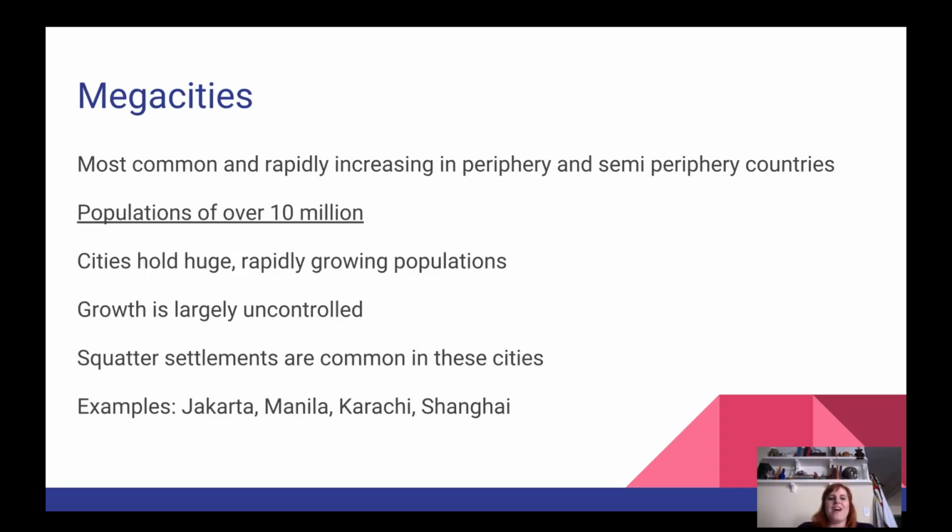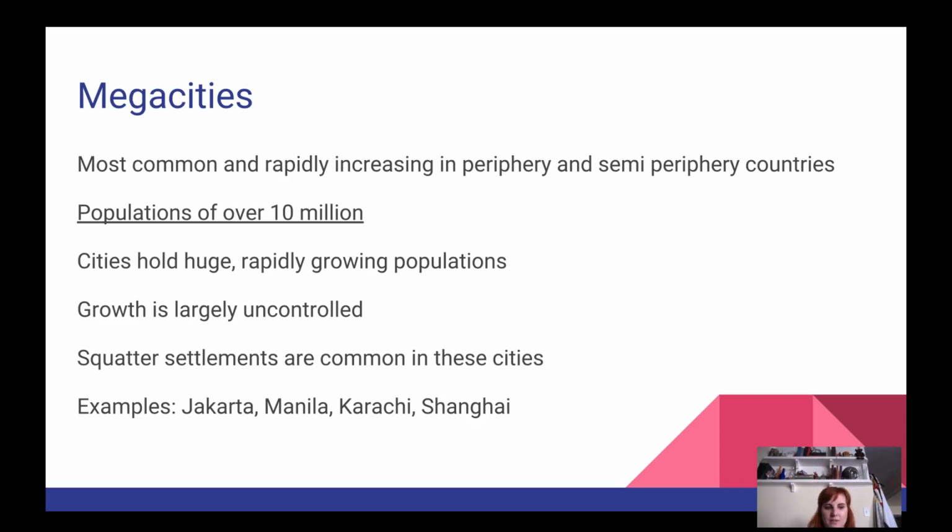Okay, megacities are really, really common in semi-periphery and periphery countries, and they are rising rapidly in semi-periphery and periphery countries. A megacity is a city that has a population of over 10 million, okay? If your city does not have 10 million, you would not be considered a megacity. 8 million? Sorry, not a megacity, okay? 20 million? Definitely a megacity.